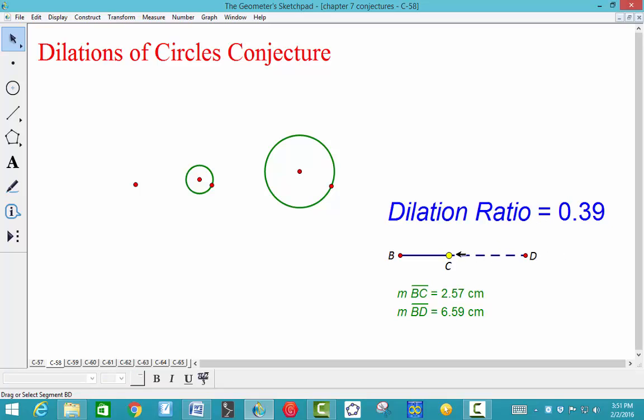here of 0.39. And you can scale it however you'd like, but you can see if it's a 1-to-1 dilation or a ratio of 1, that the circles would then be congruent. So all circles are in fact similar.